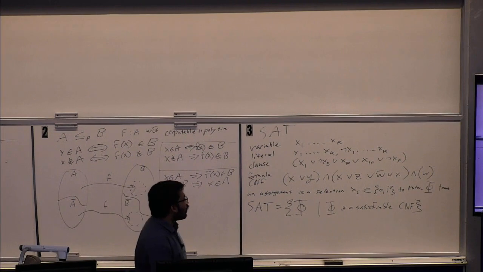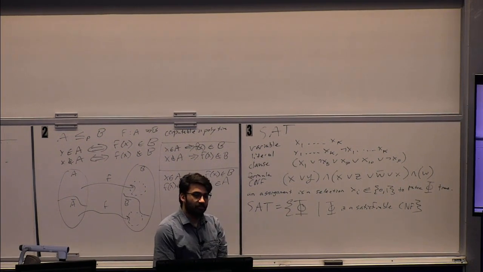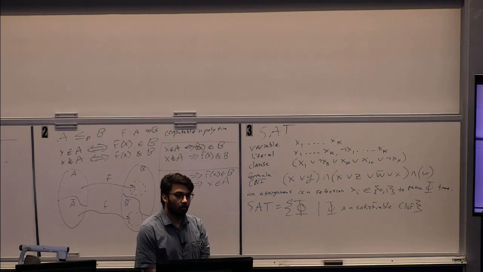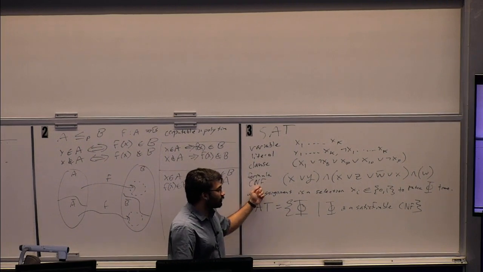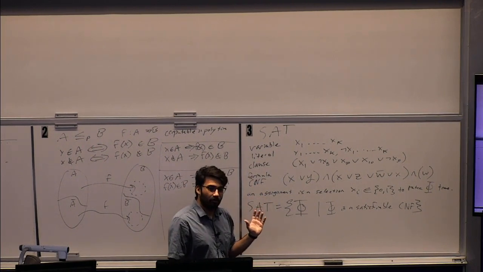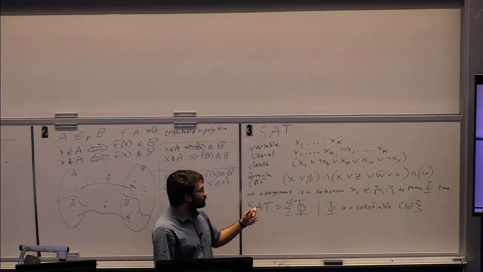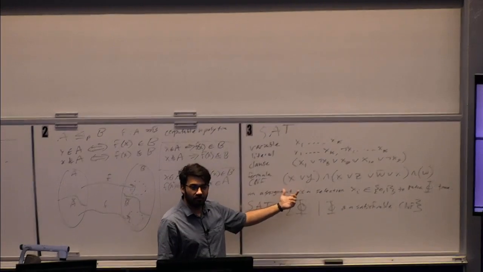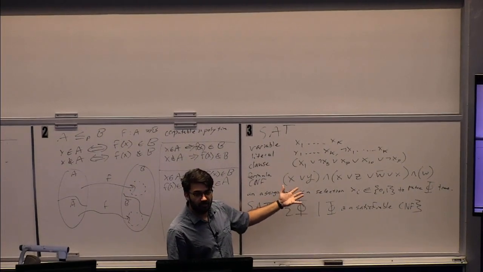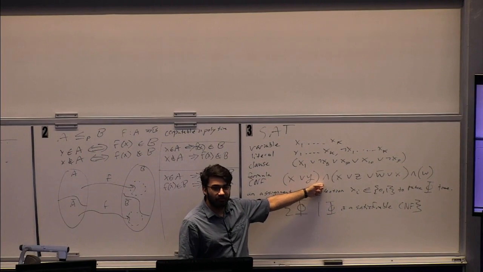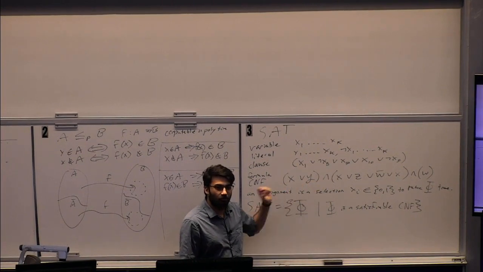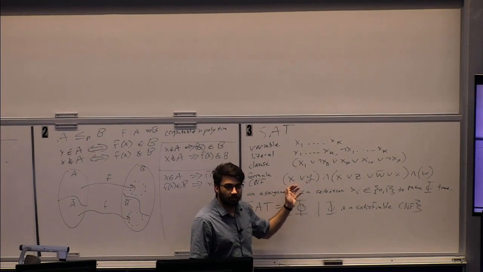Right. So a clause is just an OR of a bunch of things together. You just OR the things together. And a formula is in CNF, conjunctive normal form, if you can AND together a bunch of clauses. So you can think of it that you have these parentheses. Outside the parentheses, you have ANDs only. Inside the parentheses, you have ORs only. That's the way I always think of CNF.